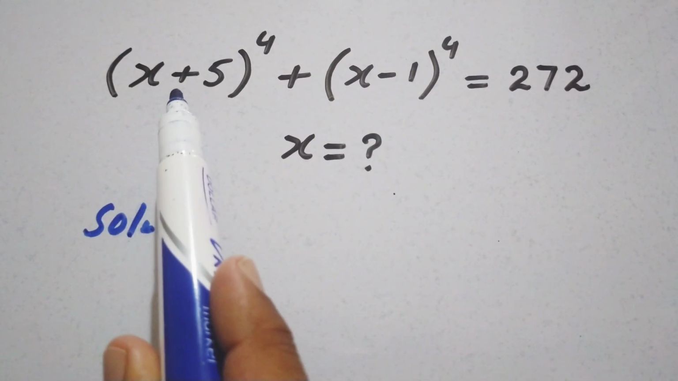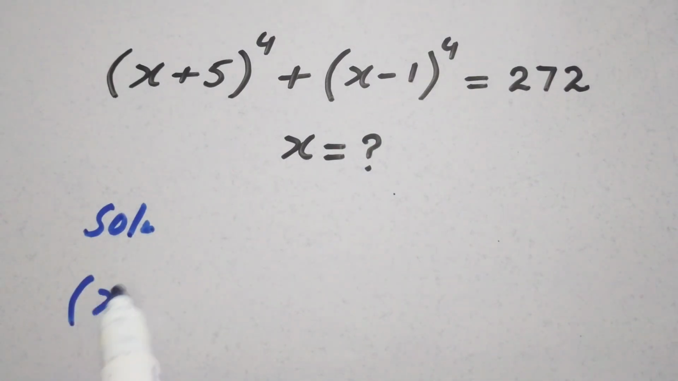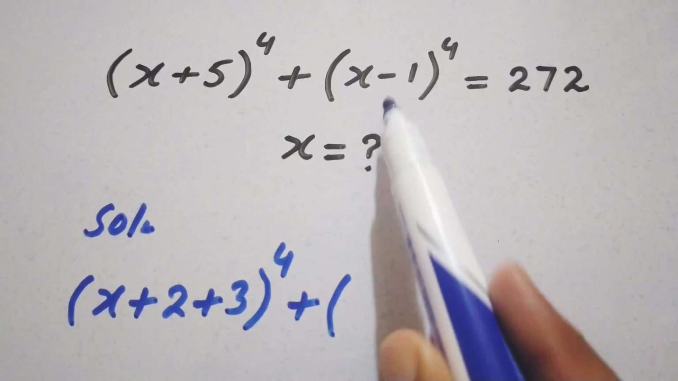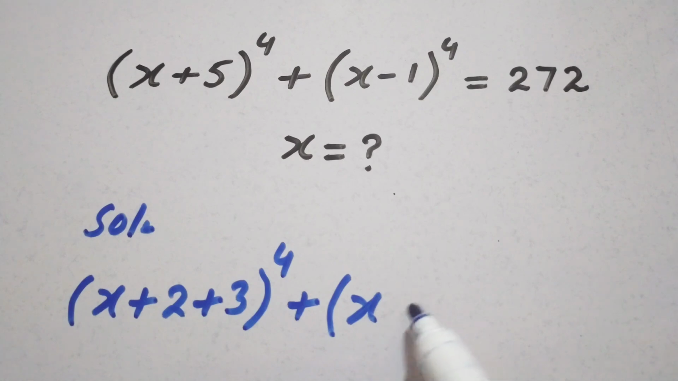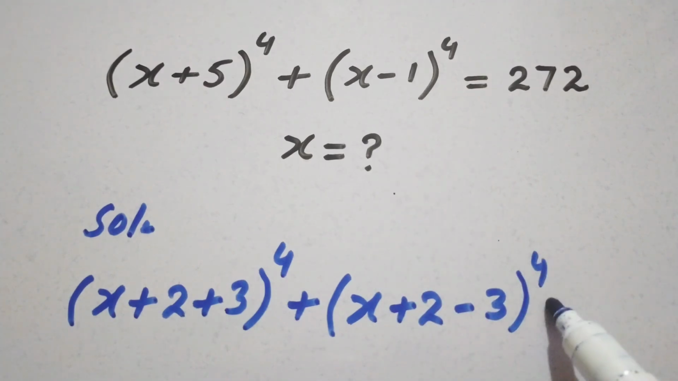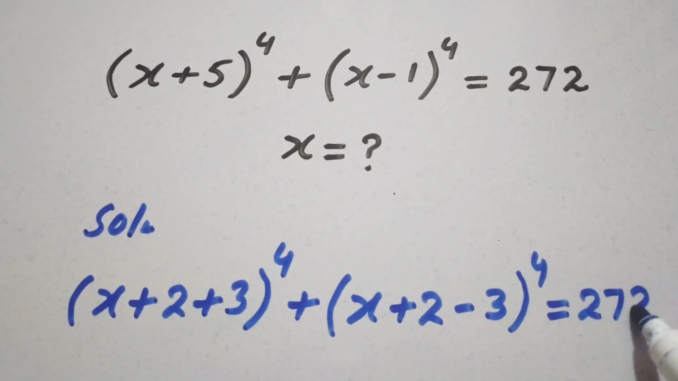Here this is x + 5. We can write this as x + 2 + 3. 2 + 3 we get 5, to the power 4, plus. Here this is x - 1. We can write this as x + 2 - 3. 2 - 3 we get -1, to the power 4, is equal to 272.